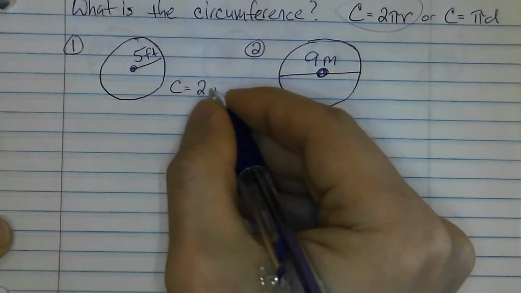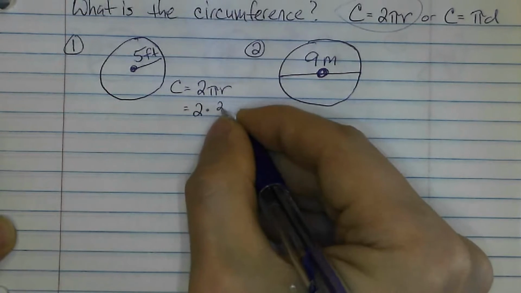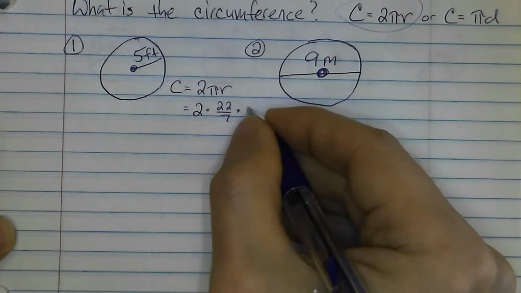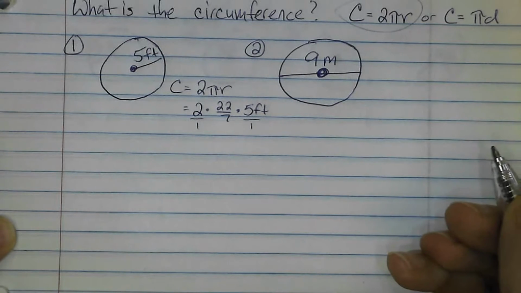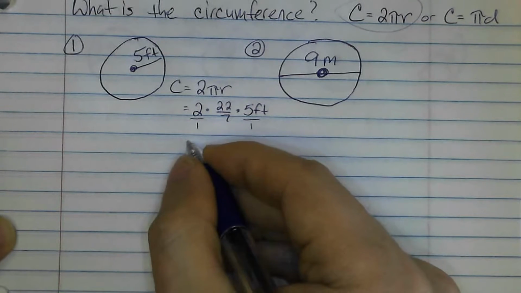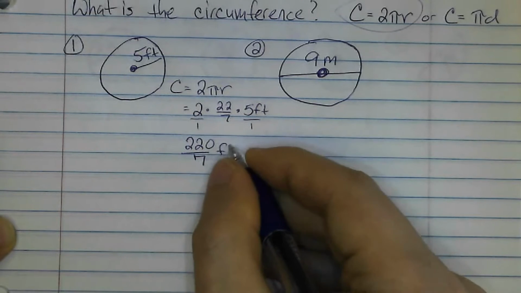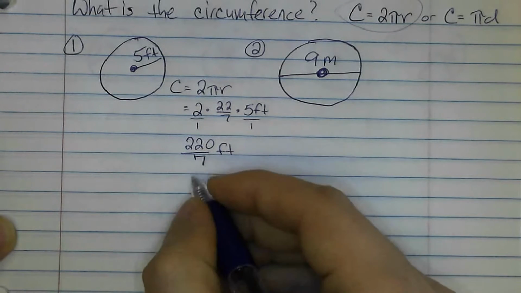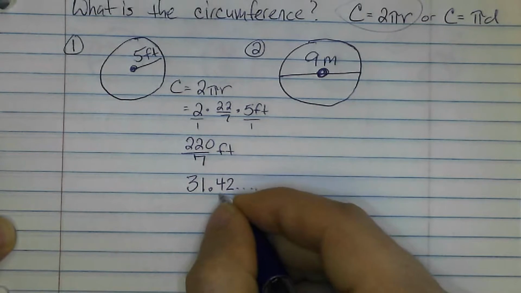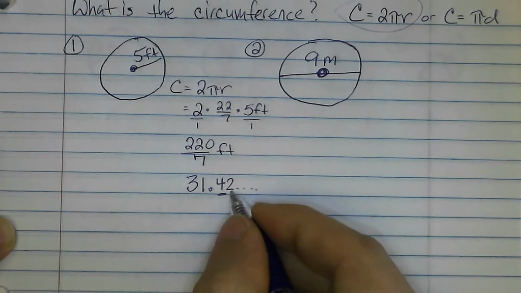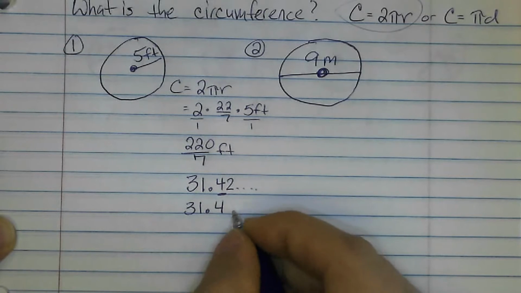C equals 2 times pi times radius. So we have 2 times pi, which is 22 over 7, times the radius, which in this case is 5 feet. I can make those fractions by putting it over 1. And when I multiply for the numerator, I get 220. Denominator, I end up getting 7. And when I divide this in my calculator, I end up getting 31.42, and then it keeps going. If I wanted to round this to the nearest tenth, look to the right. Since it's not 5 or more, this is going to end up being 31.4 feet.